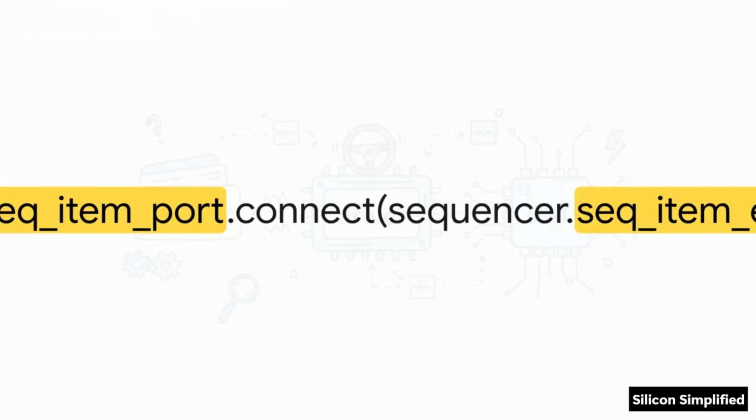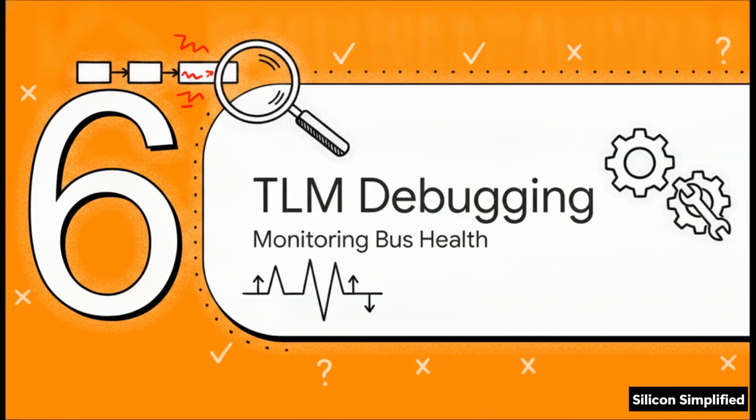During that connect phase, there's one precise line of syntax that definitively links your driver to your sequencer, usually executed inside the UVM agent that encapsulates both components. This line calls the connect method on the driver's seq_item_port, passing in the sequencer's seq_item_export. Without this specific line, your driver is going to throw a fatal null pointer exception the very first time it tries to call get_next_item.